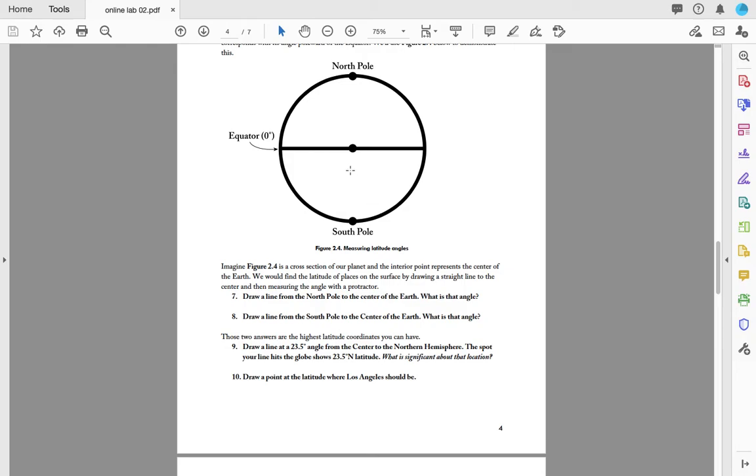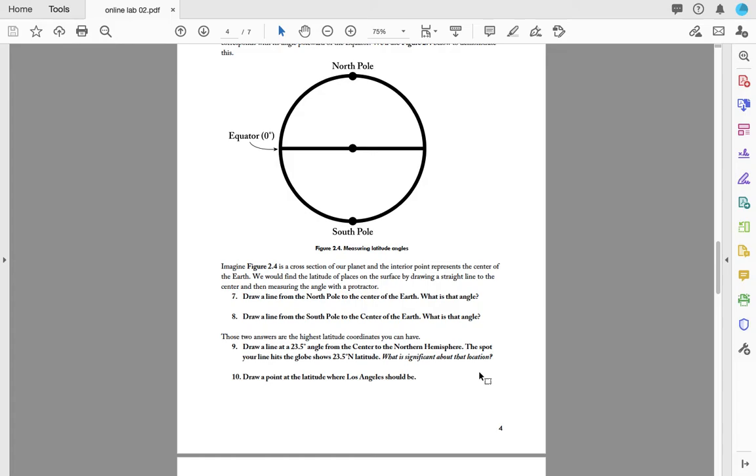This is the protractor thing, which I said you guys are going to need to have. Hold that protractor here at the center and just draw a line to the northern hemisphere at a 23.5 degree angle. Okay, and then draw that in. Great, and then it has this question: what is significant about that location?